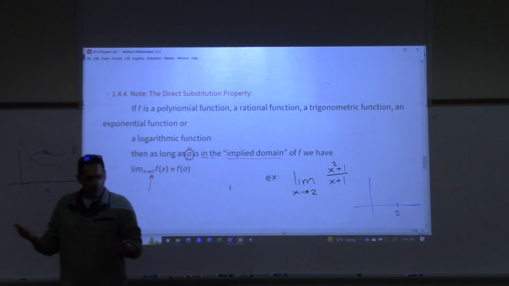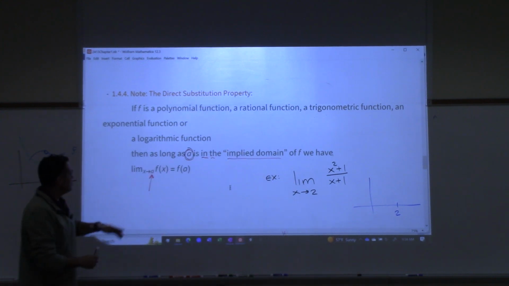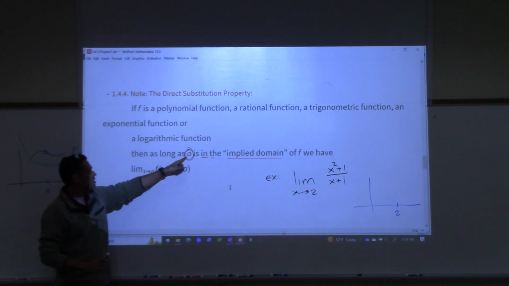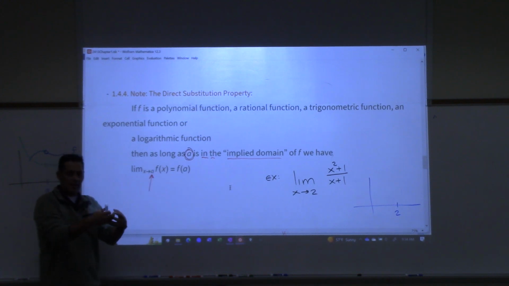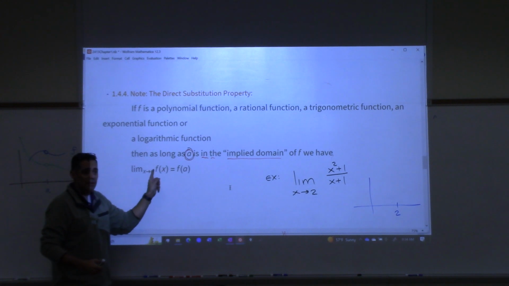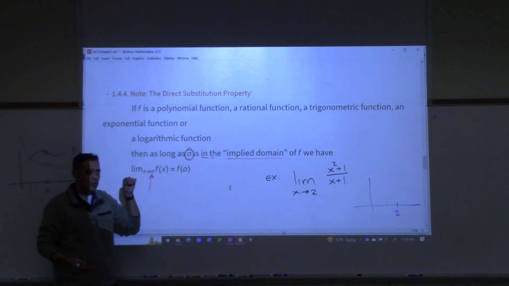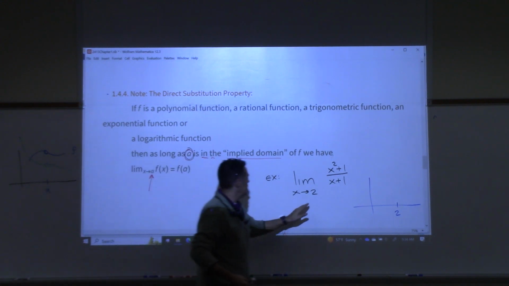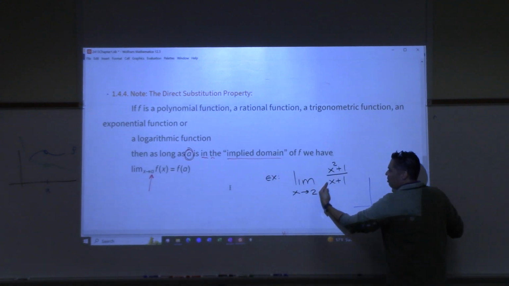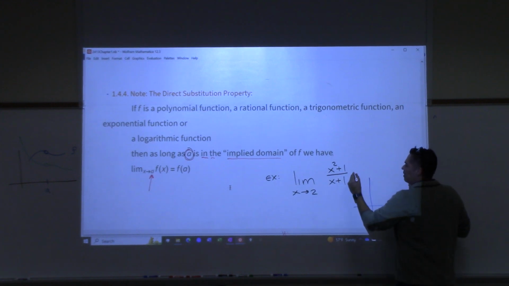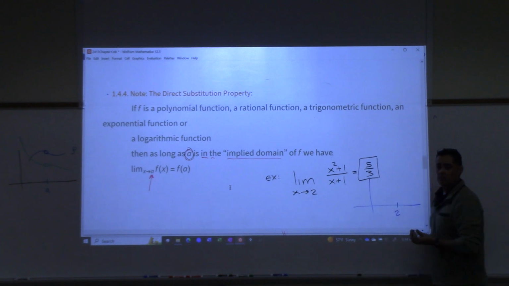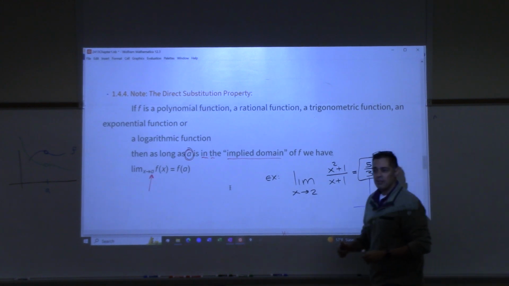3. That's fine, right? The direct substitution property says that as long as this number is in the implied domain without any issues, then the answer to what the limit is just what you get when you plug that number into the function. So just directly substitute 2 in. Plug 2 in, right? 2 goes in here, 2 goes in there. Directly substitute it in, and you get 5/3, and that is our answer. Isn't that nice?